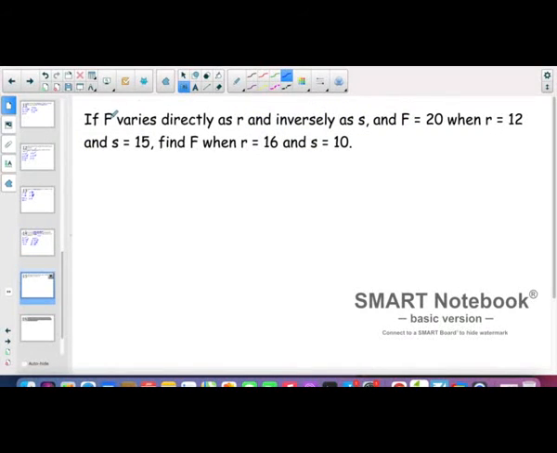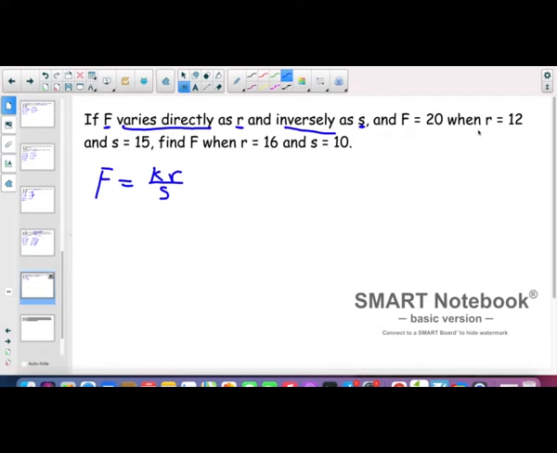In the next one, F varies directly as R and inversely as S. So F varies directly as R would be F equals kR, but then it says and inversely as S. Well, if F varies inversely as S, wouldn't that be F equals k over S? So this just combines a direct relationship with an indirect or inverse relationship. It's okay to put them both in the same equation like this. Then it's pretty straightforward from here.